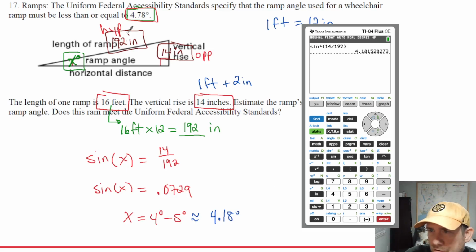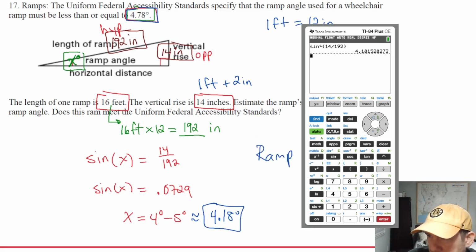So notice the code again was 4.78. We're definitely below that. And since we're less than that, we do meet the code, the accessibility standards. So we can say the ramp does meet standard.